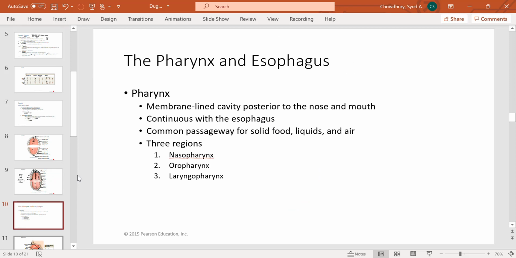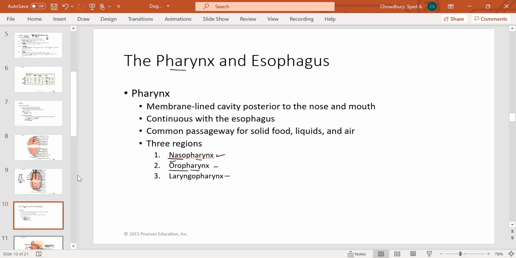Next to the oral cavity or mouth, you have the pharynx, and the pharynx has 3 parts. The uppermost part of the pharynx is called the nasopharynx, which is posterior to the nasal cavity. Only air passes through it, right? From the nasal cavity, air enters into the nasopharynx and then it goes through the oropharynx and laryngopharynx. Then posterior to the oral cavity or mouth, you have the oropharynx.